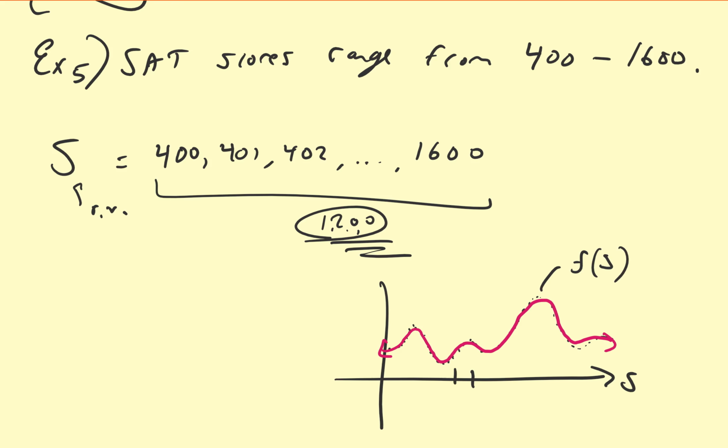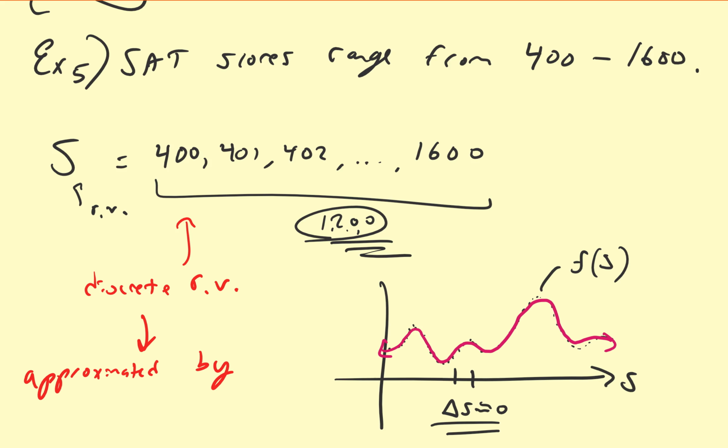If the distance between them is really small, so delta S is approximately equal to 0, then that means we can treat this as a continuous variable. But of course, please note that this is a discrete random variable in its own right, but it can be approximated by a continuous random variable. And that pretty much can lead to a deeper discussion of when you should do this, when you should not, what are the pros and cons of doing that.